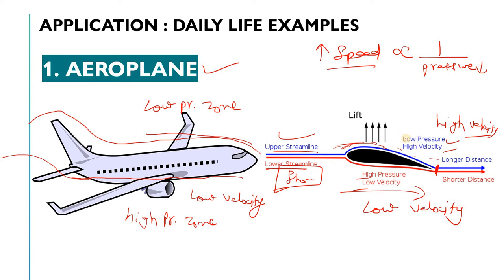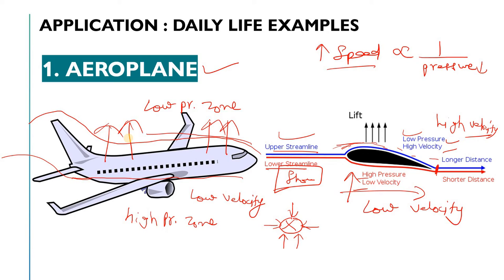So that's why there will be low pressure here, okay? Now, as per Pascal's law, we know that at any particle the pressure is applicable from every side. So as there is a low pressure region here, the high pressure from below will push or lift your aeroplane, okay? So the lift will occur, and that's why your aeroplane lifts.